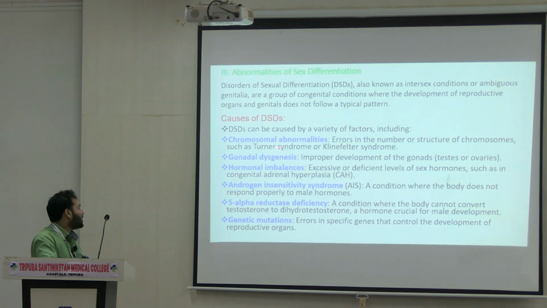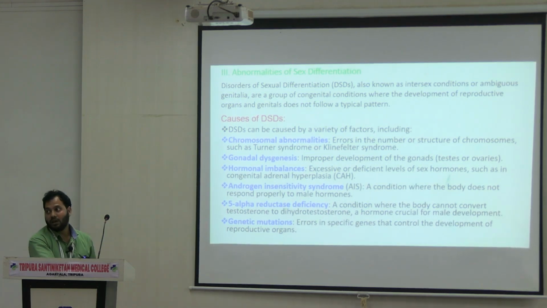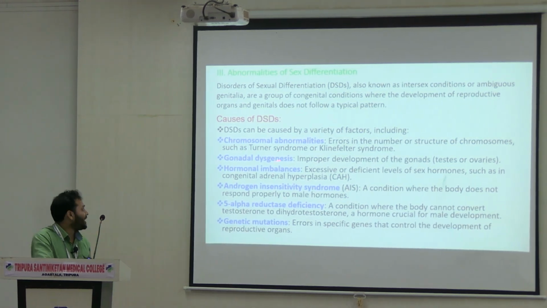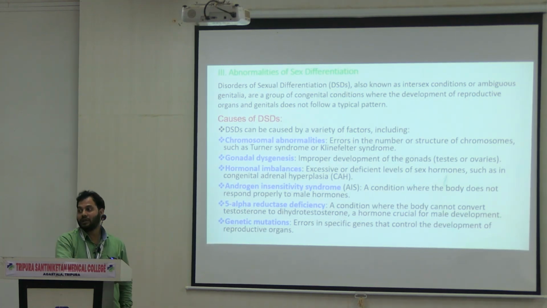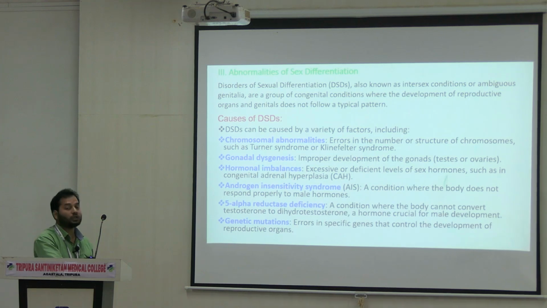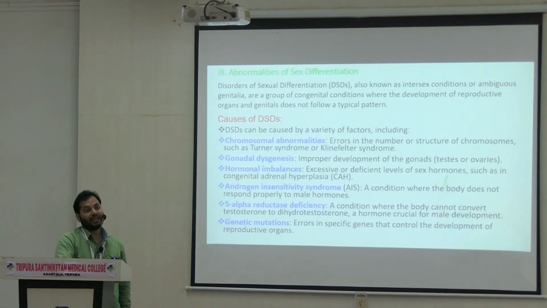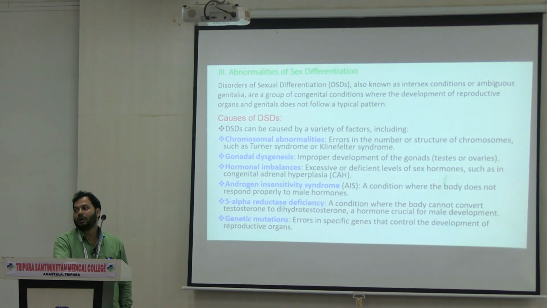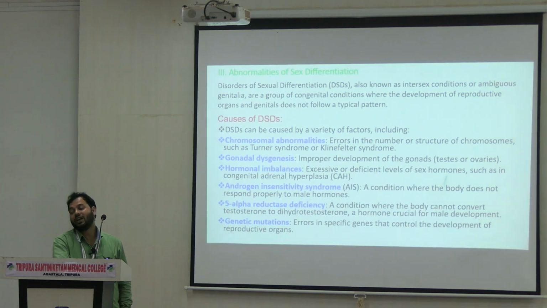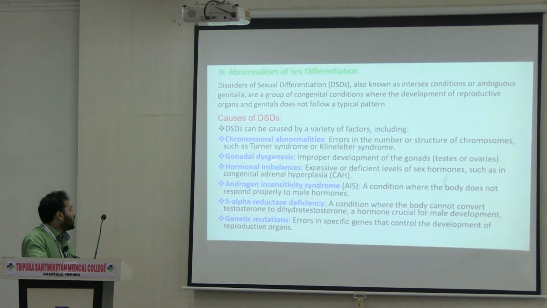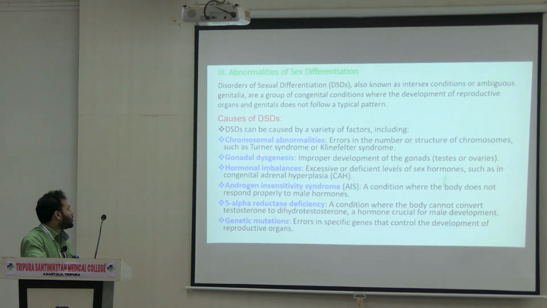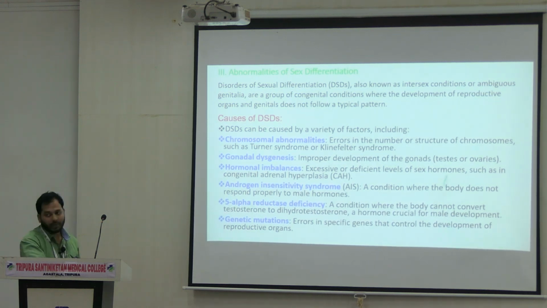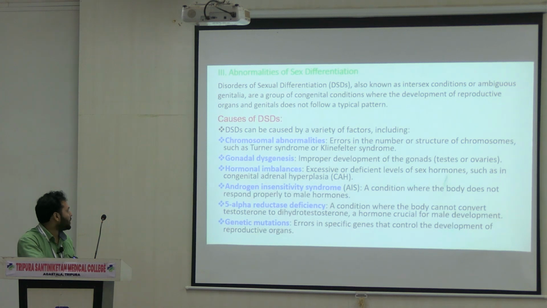The most important chromosomal abnormalities can be seen in subjects who have Turner syndrome and Klinefelter syndrome. In one case, the chromosome number is 45, X0. In another case, the chromosome number is 46, XXY. So instead of one X chromosome, there is more than one X chromosome as a sex chromosome. Another important part of these disorders is gonadal dysgenesis. It means improper development of the gonads, both the male gonad and the female gonad.